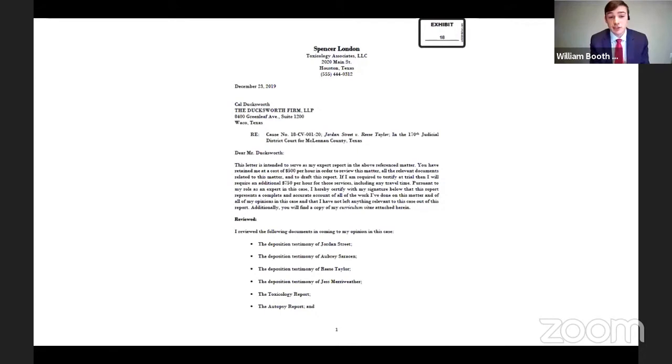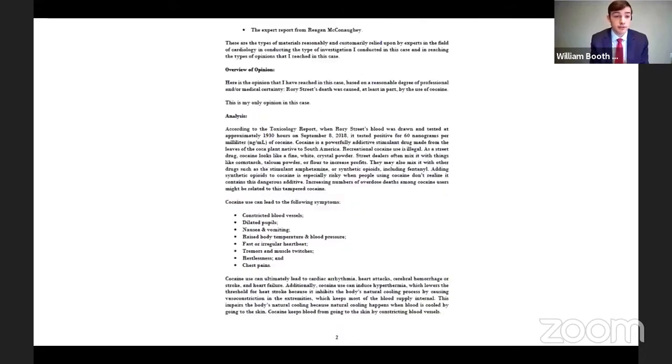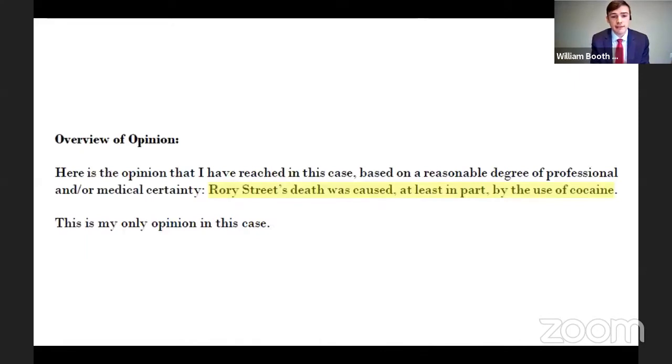Directing your attention to page 2, where Dr. London, or Spencer London, says, here is the opinion that I've reached in this case. Based on a reasonable degree of professional and or medical certainty, Rory Street's death was caused, at least in part, by the use of cocaine.